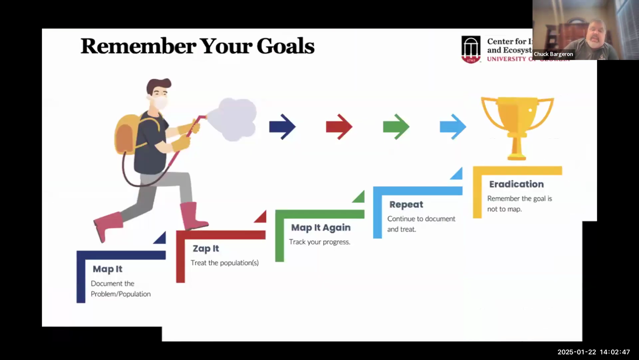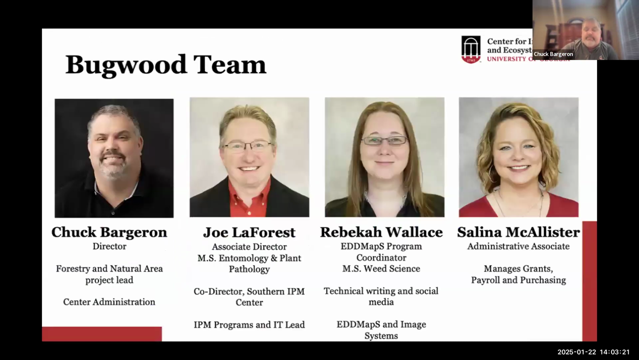And at the end of the day, we need to not forget what the goals are. The goals are not to create the best maps or the best visualizations of what the species could look like with climate change. It's really to get control and hopefully eradication of some of these species. I think that gets lost sometimes, so I want to make sure that we remember that as part of the process. You're really trying to map it so you can go back and treat it, and then map it again and hopefully repeat that until you get to eradication.